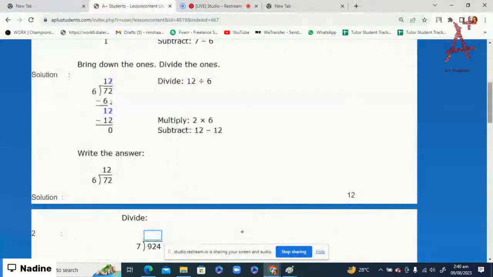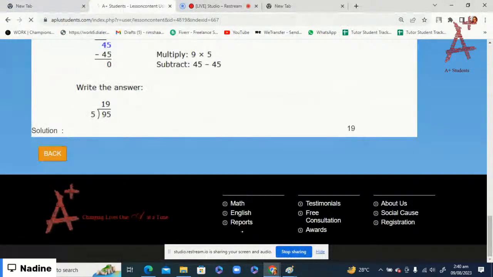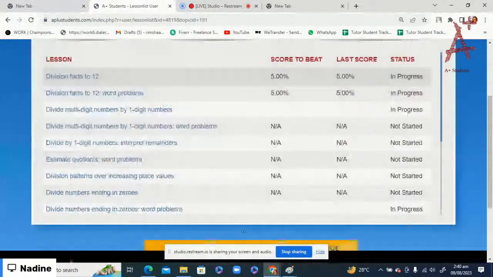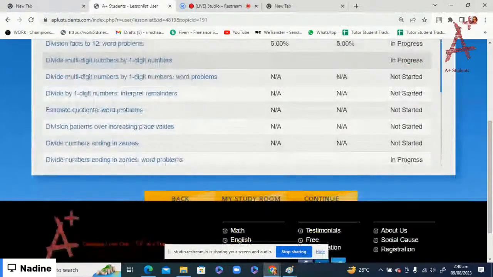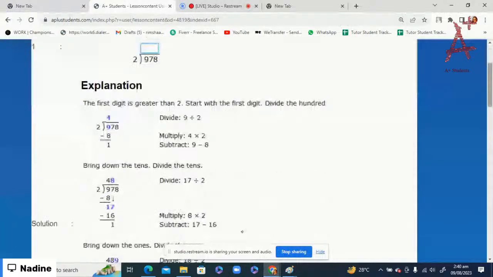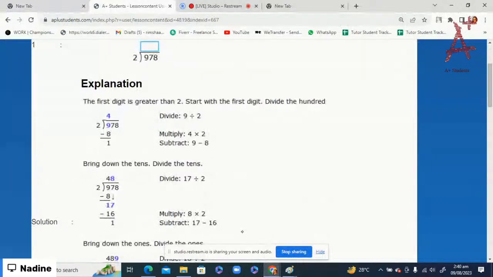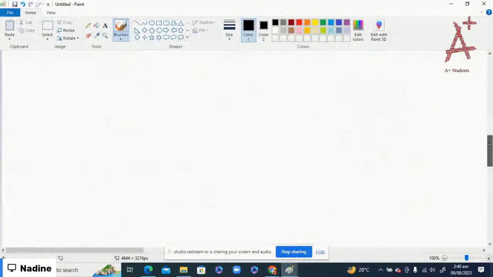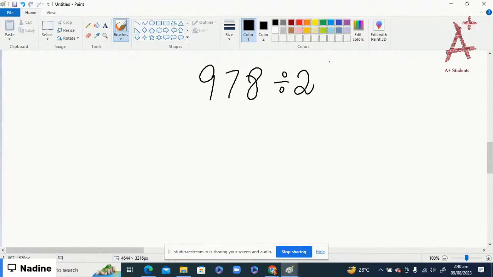Okay, let's do. Wait, let me open the next question for that. Okay, here is the question, that is 978 divided over 2. Let's do that one. 978 divided over 2. Okay, let's start. So here I'm going to put 978 divided over 2. Okay, anyone tell me 2 times which number is 9? Is there any number? The answer is 9.